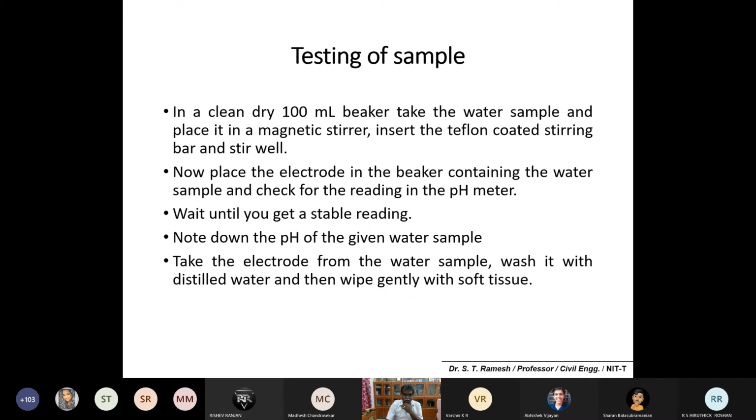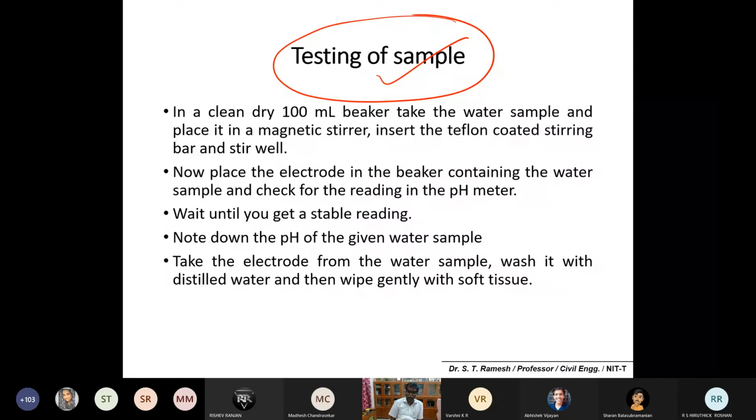Now what you do? Take out the sample. Repeat the same procedure again. Please make a note. Here is the testing of the sample. That means you are going to measure the pH of the sample, maybe water, or wastewater, or an acid solution. So here also you have to do the same procedure.